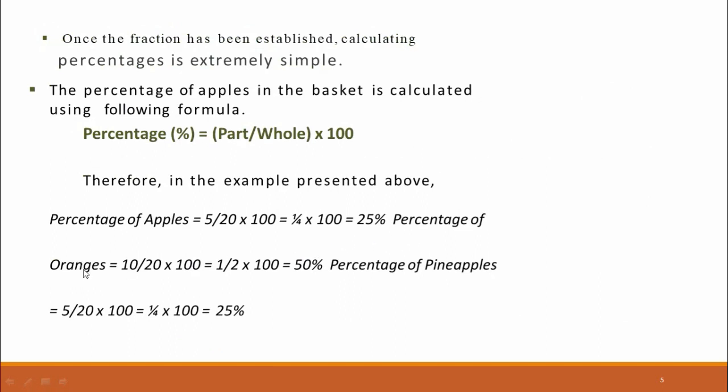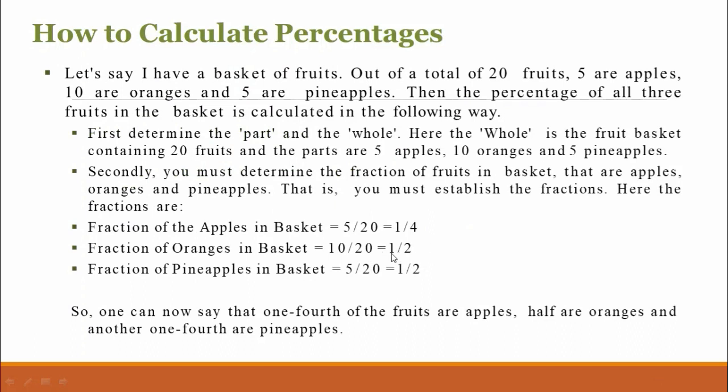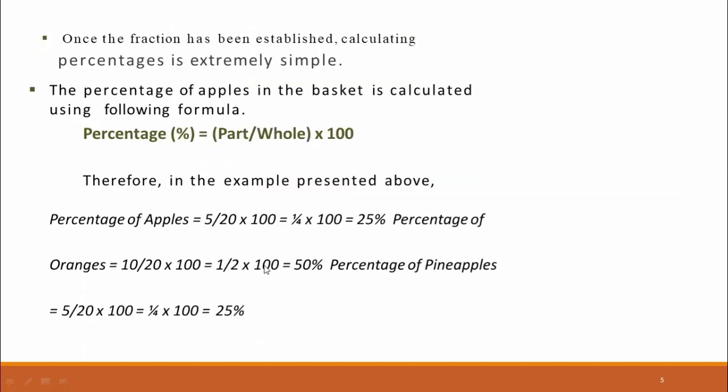And the percentage for orange, using this formula: part divided by whole. The part of the orange is 10 and the whole is 20, multiplied by 100. So 10 by 20 in simplest form is 1 over 2 in this slide. So 1 over 2 multiplied by 100 is equal to 50% of the orange.